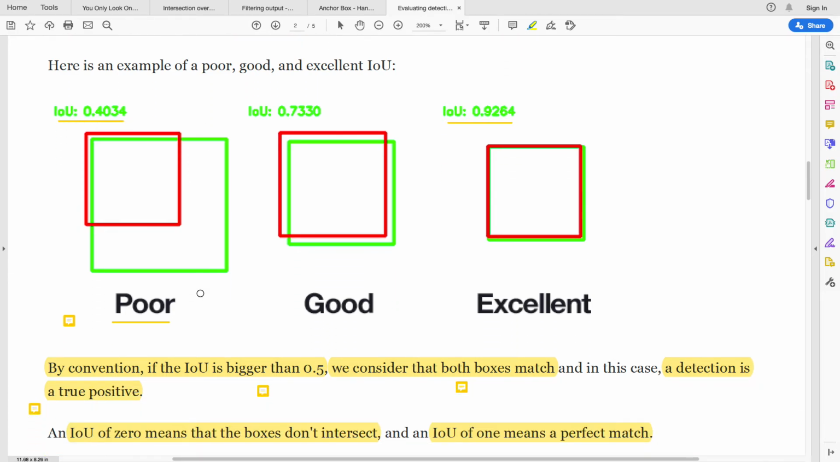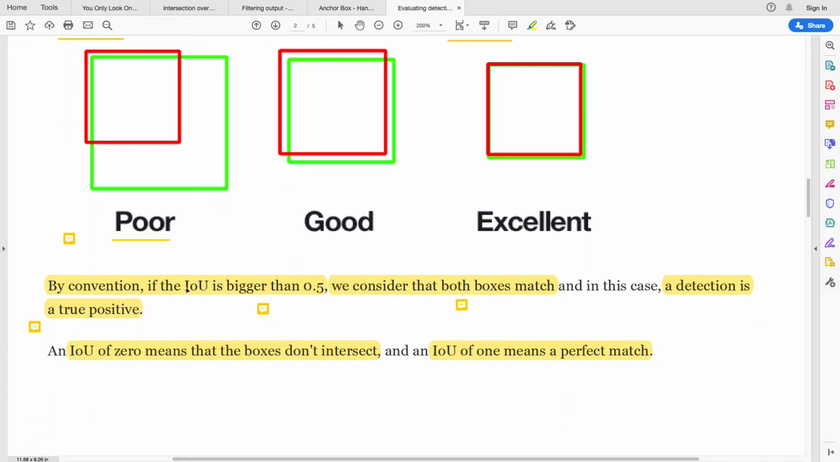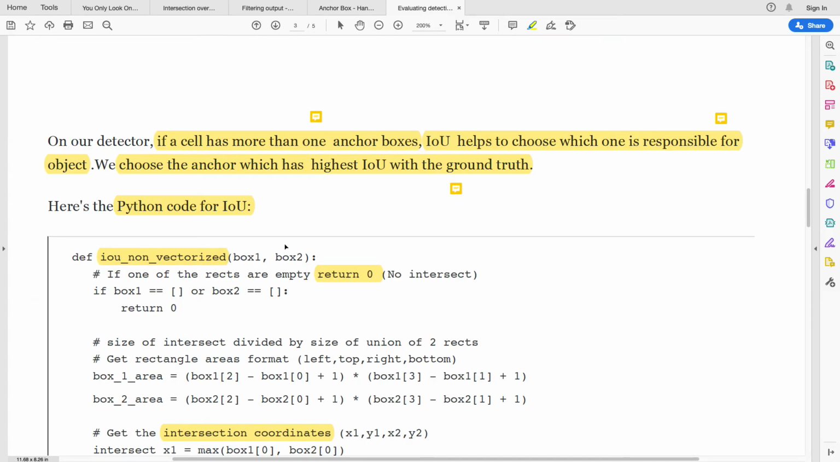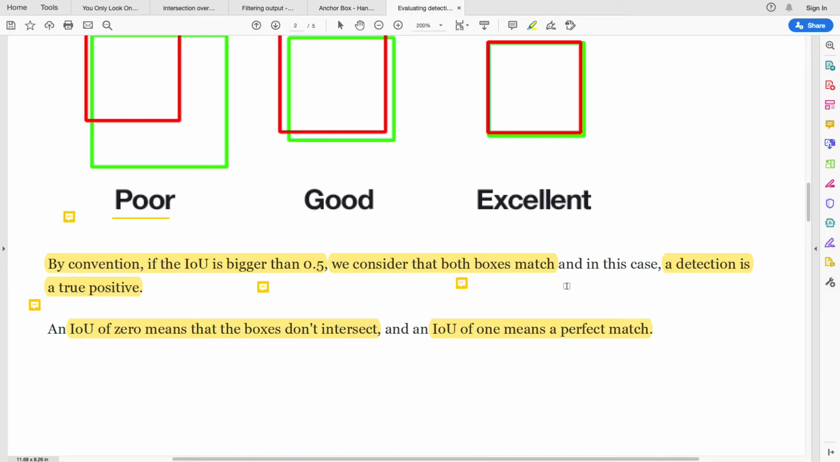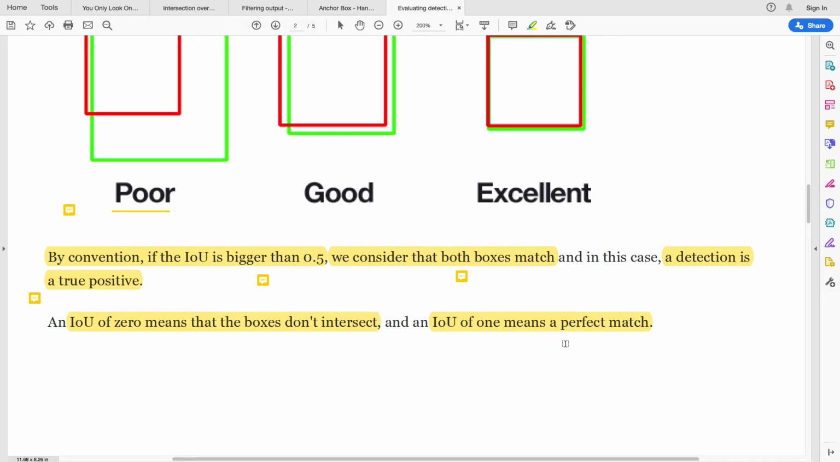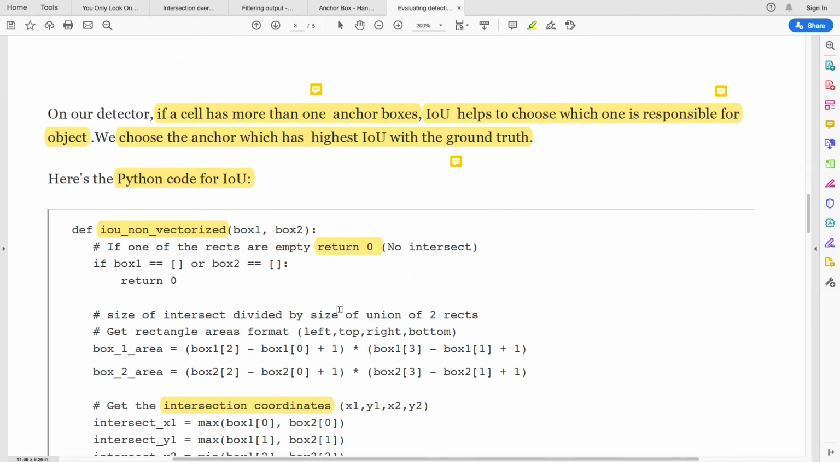So you see this often. Usually when the IoU is greater than 0.5, we say that the detection is good enough and that they match. That's a true positive. 0, like we said, means it doesn't work. An IoU of 1 is the ideal case.